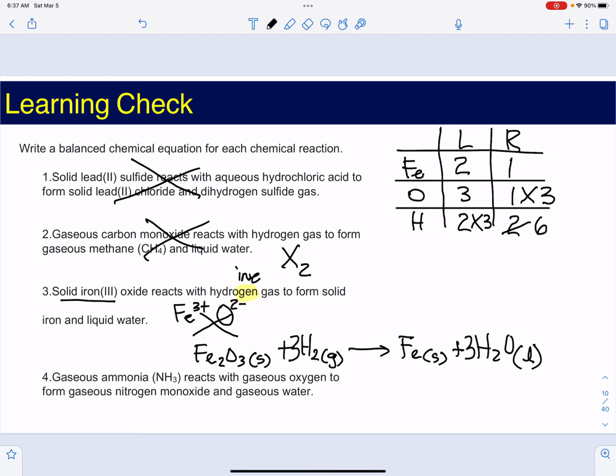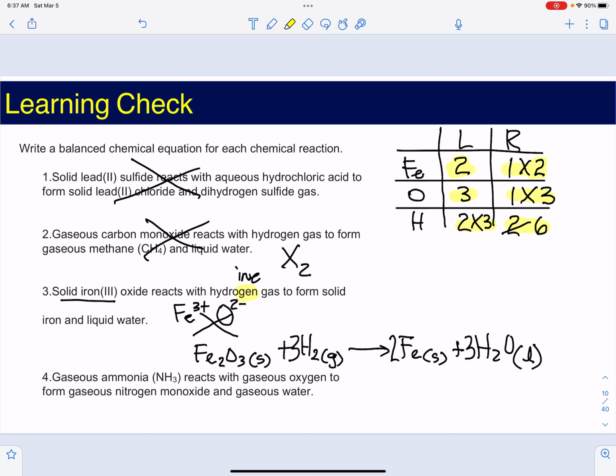And I should multiply by 2 on the right side for the iron. That doesn't affect anything else. And that tells me that this equation is now balanced. So that would be how we balance the third one.